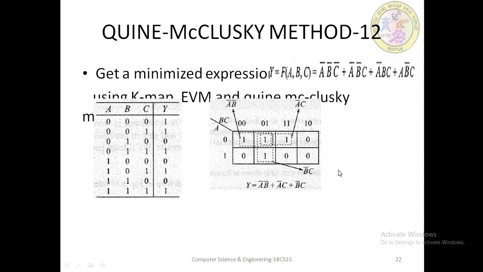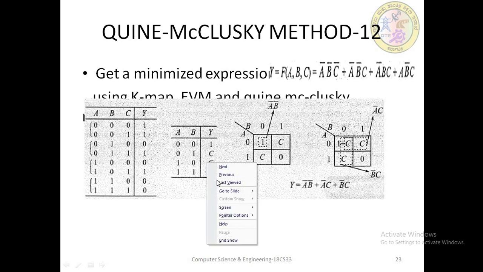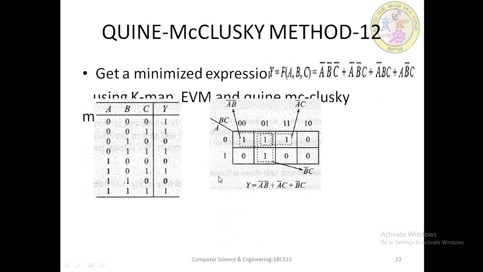Quine-McCluskey method, once again we are trying to have it. So here you can see we are having 3 inputs and we are trying to solve using K-map, EVM and Quine-McCluskey method. Here you can see for the input combinations we are trying to have a K-map, and these are some of the simplified results.